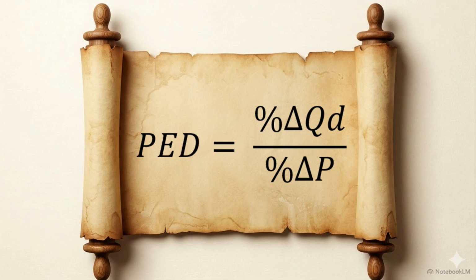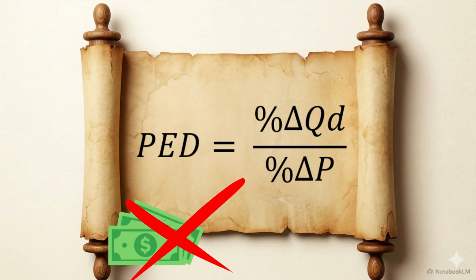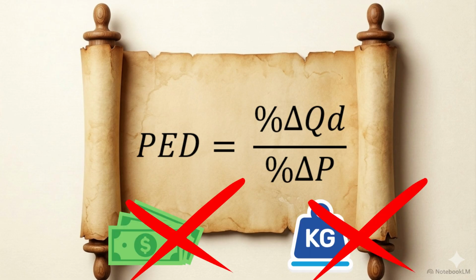Notice the percentage signs. We rely strictly on percentages rather than raw dollar amounts or unit numbers because it gives us a standardized measure of responsiveness regardless of how much the item originally cost.